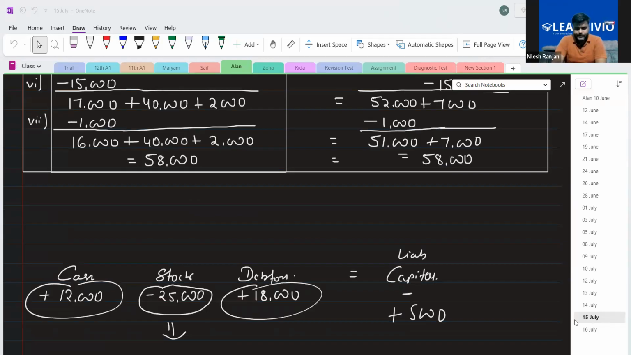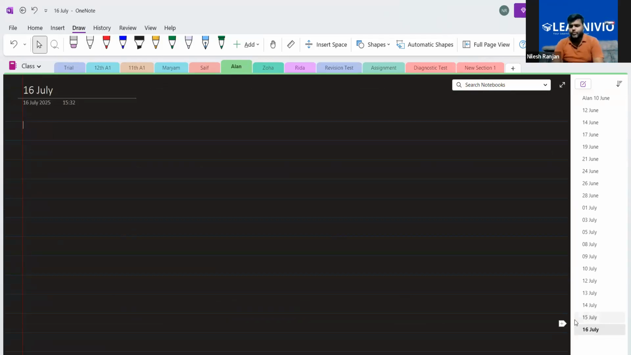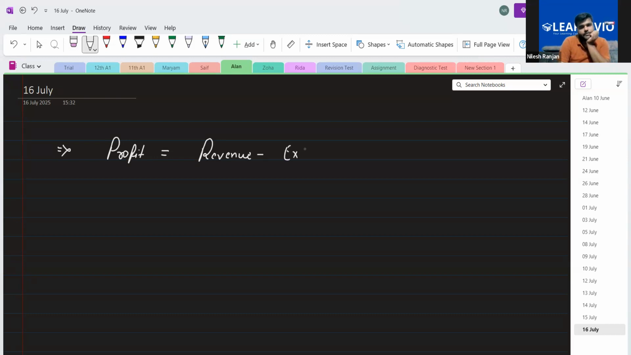So let's start with some other formulas. Now, do you remember the formula of cost of goods sold? First of all, there are some additional formulas that we have to write. One is, what is profit? Can you tell me that? Profit is the income generated from operating activities of a business. So profit equals, we can say, revenue minus expenses.